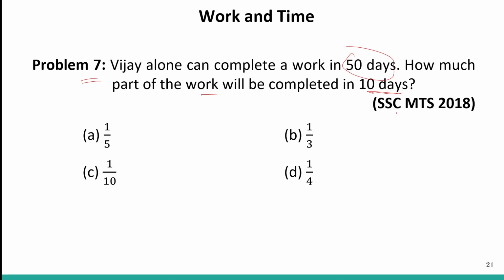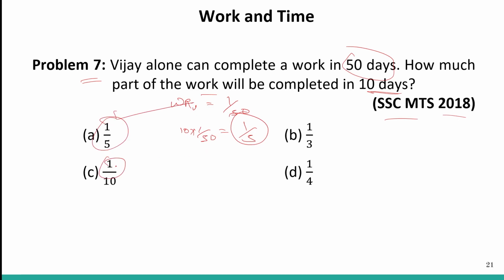This question has been asked in the SSC MTS 2018 paper. So let's see the step-by-step solution. Vijay alone can complete the work in 50 days, so the work rate of Vijay is equal to 1 by 50. How much part of the whole work will be completed in 10 days? In 10 days, he will complete 10 into 1 by 50, that is equal to 1 by 5. So 1 by 5 is the correct answer.